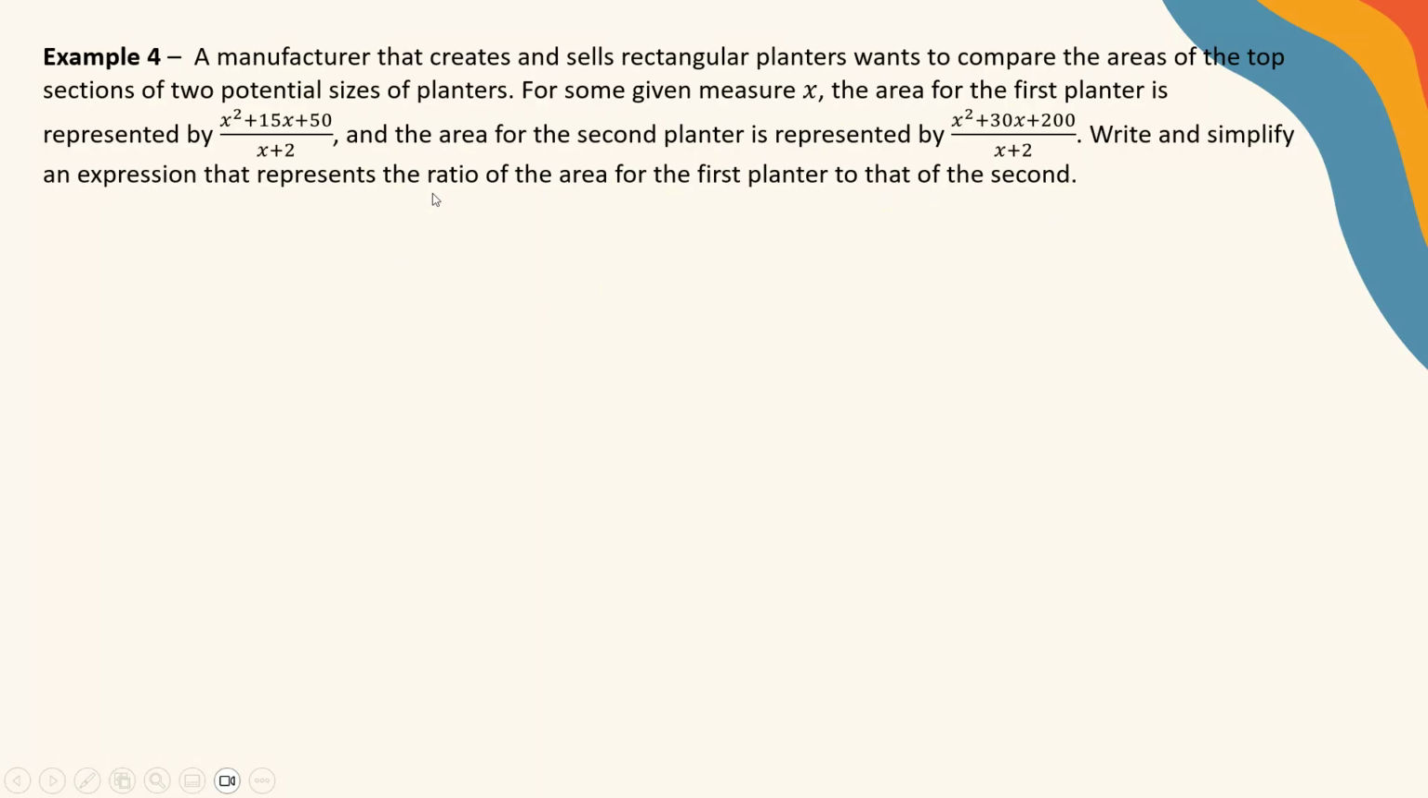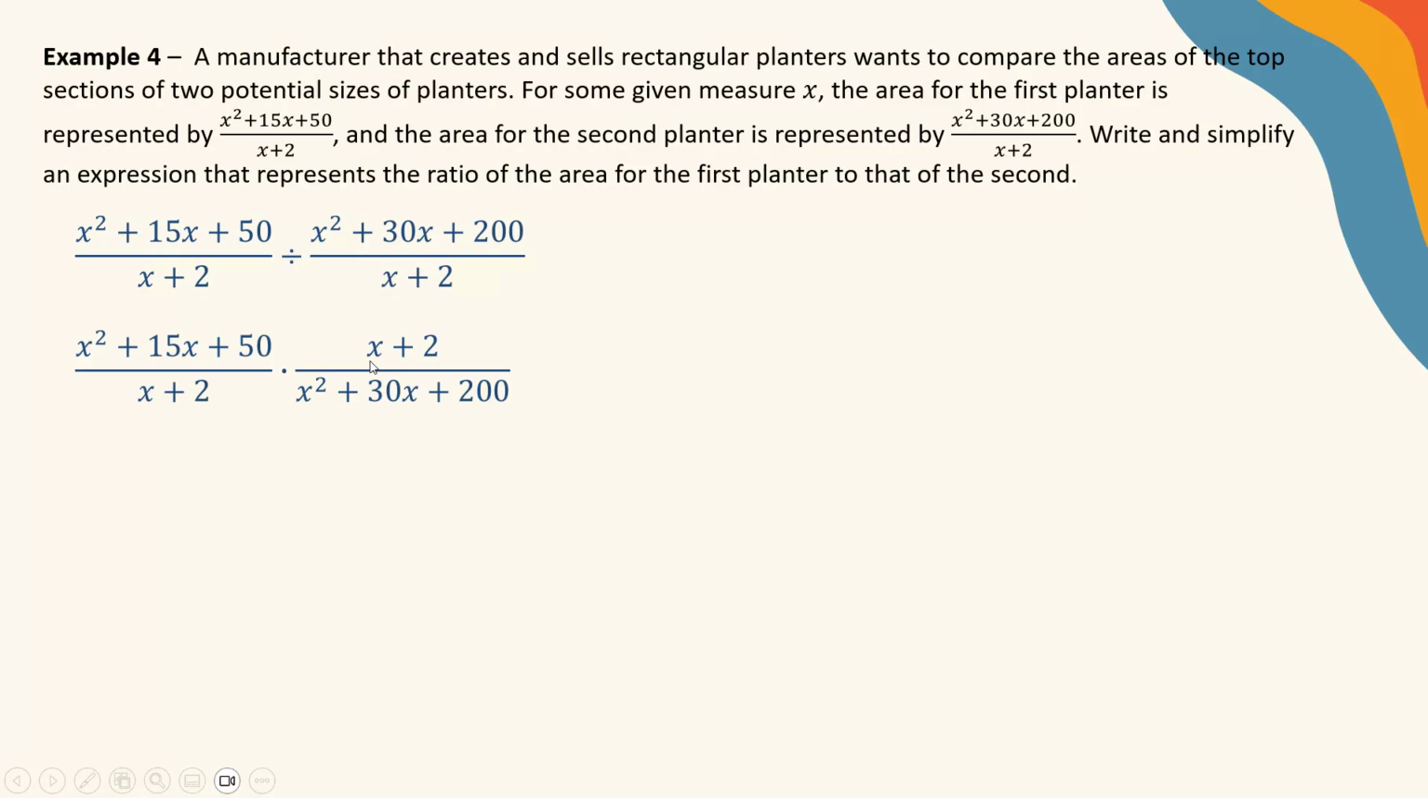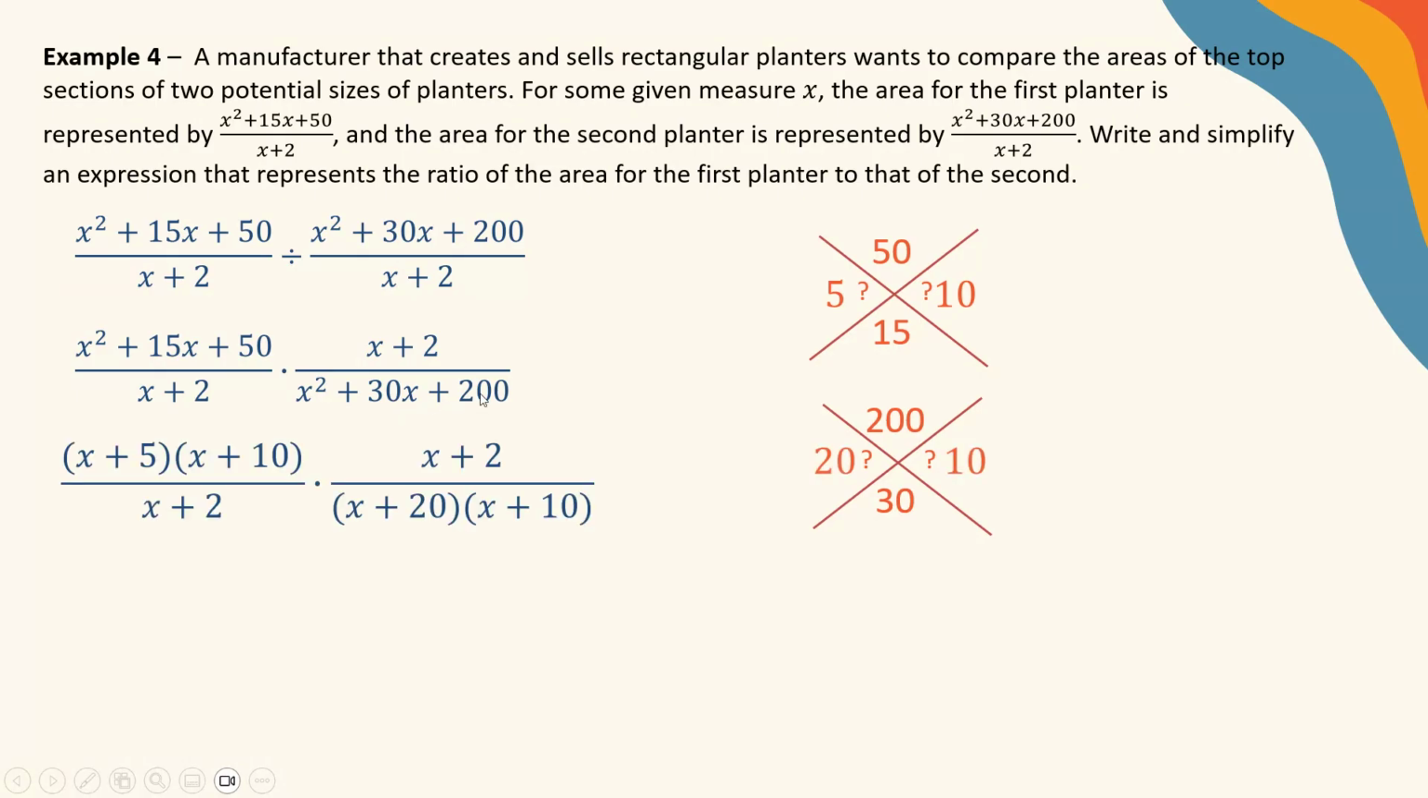So ratio means we're dividing. So remember that when you divide, you multiply by the reciprocal. Now we want to factor all the expressions that can be factored. So for x squared plus 15x plus 50, we have a quadratic trinomial where the leading coefficient is 1. So we're going to think about what multiplies to 50 and adds to 15, which would be 5 and 10. And then for the denominator in the other fraction, we want to think about what multiplies to 200 and adds to 30, which would be 20 and 10.